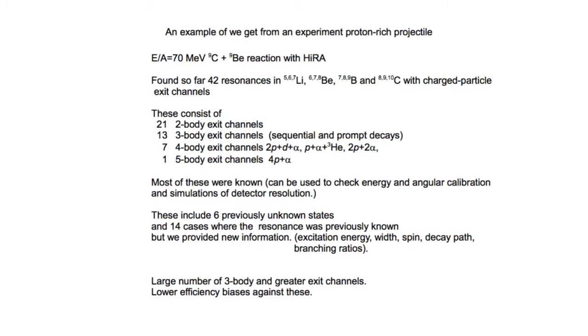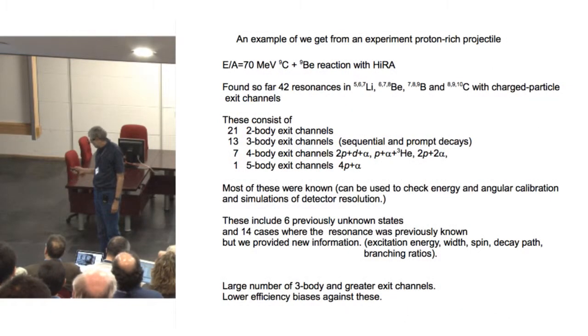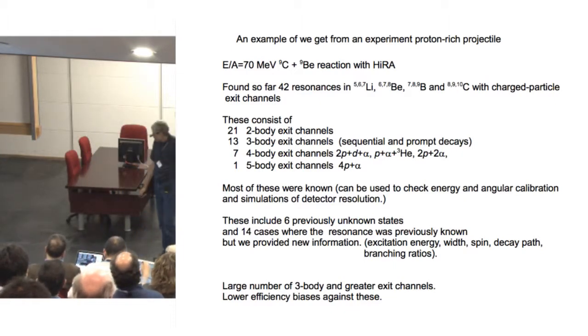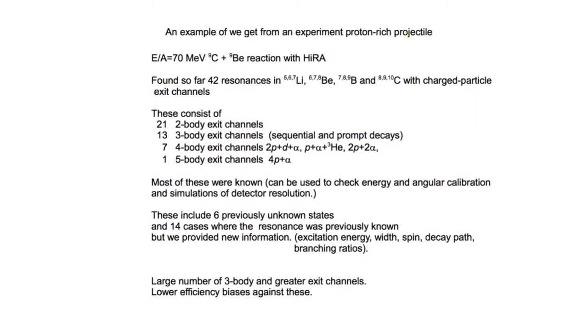Now, most of these resonances are known. We actually, oops, what do I have here? Yeah, only 6 cases where we found previously unknown states. But there are a lot of states that are known where they're missing important information, like the spin, the width, and stuff like that, how they decay, branching ratios. So in total, in this case, 14 levels where we provided that information. So that's an example for a proton-rich beam.